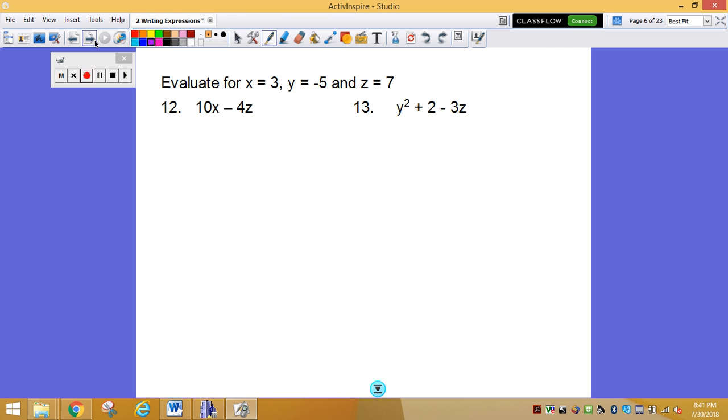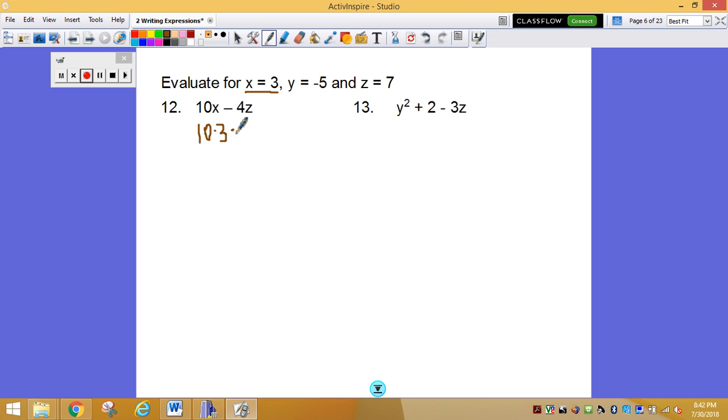Okay, last little thing we're going to do in this lesson. What happens when I give you X, Y, and Z, and I want you to evaluate? It's really, really easy. We're just going to plug it in. So I'm going to do 10. If a letter and a number are right beside each other, that means they're multiplying. So I'm going to do 10 times X. But look right here, I know X is 3. So I'm going to do 10 times 3.